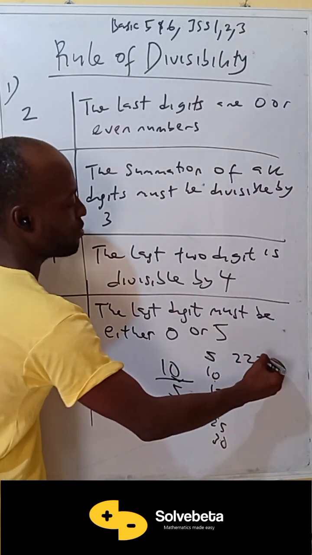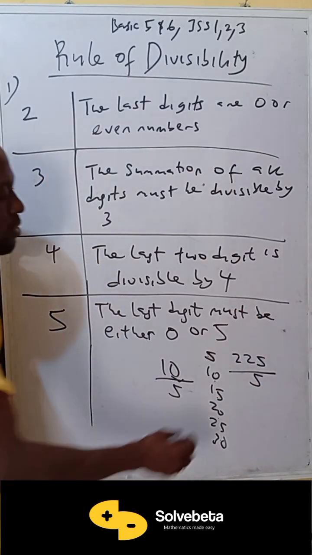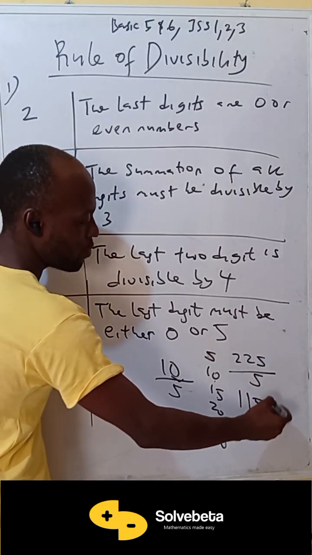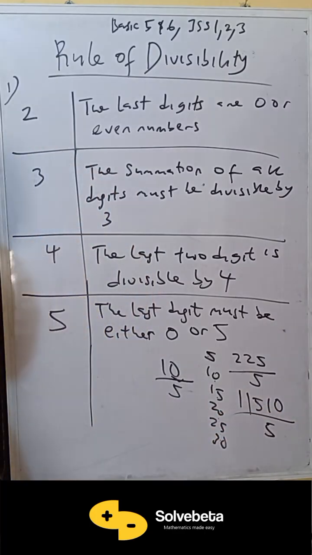Look at this 225. The moment you have 225, the last digit is 5. It can be divided by 5. 11510. The last digit here is 0. It can be divided by 5 without what? Remainder. So that's how to know.